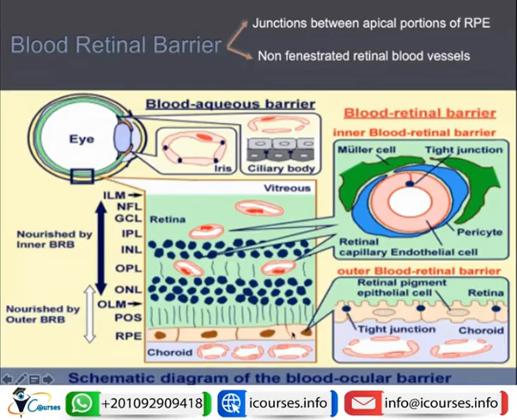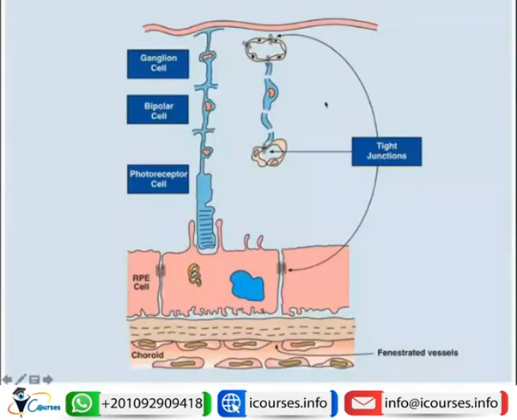So again, here is the tight junction between the lateral walls of the RPE and the tight junction between the endothelial cells of the retinal endothelium. Both of them act as a barrier to prevent movement of unwanted molecules into the retina. Again, these are the retinal pigment epithelial cells, and this is the tight junction between the lateral walls of the cells, and this is the tight junction between the retinal endothelial cells. Both of them form what's called the blood-retinal barrier.